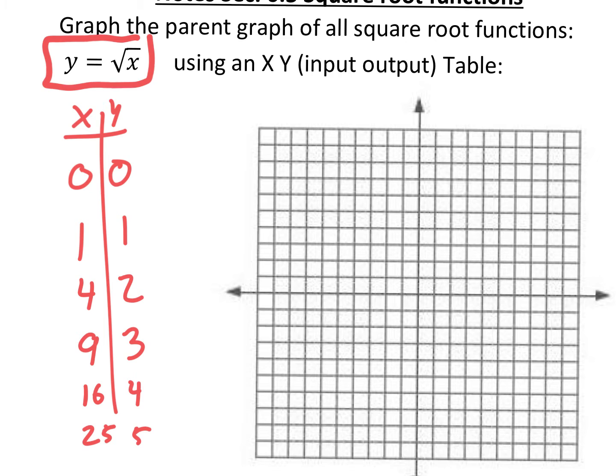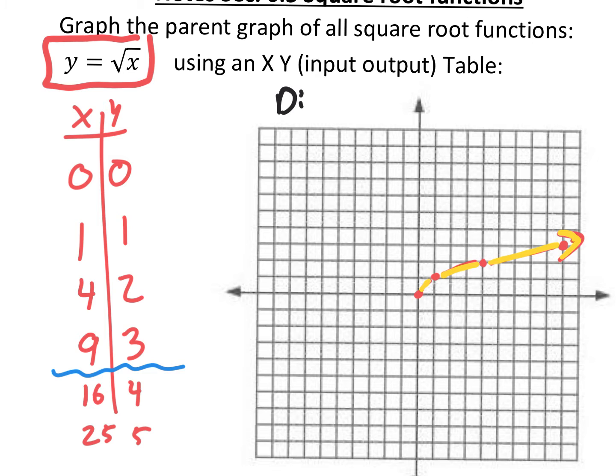But obviously, on a 10 by 10 graph, you're only going to be using all the way to right here, 9, 3. Okay? Let's graph it. 0, 0, 1, 1, 4, 2, 9, 3. So this is the parent graph. You know, I want to use yellow. This is the parent graph, and let's talk about domain and range on this parent graph.